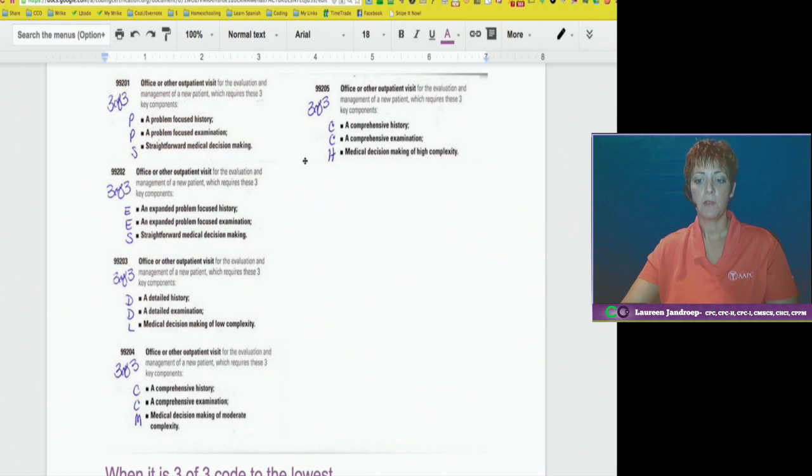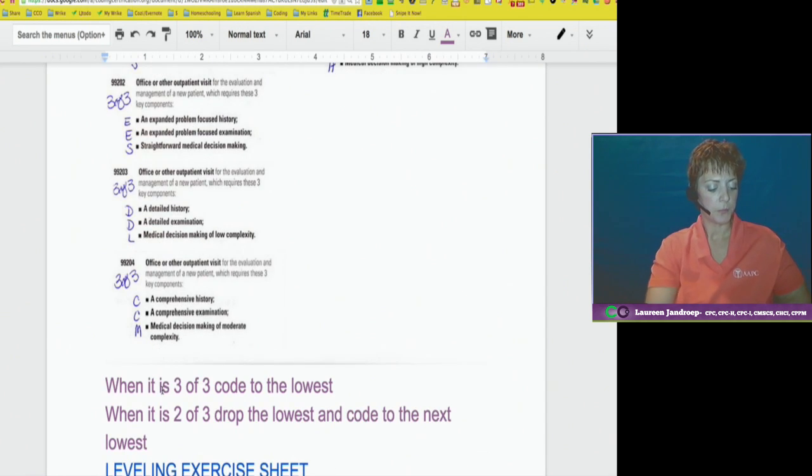So for example, a level 5, we need a comprehensive history, comprehensive exam, and high medical decision making. If we only have moderate medical decision making, then we have to bump down to a level 4 because we meet the first 2 bullets, but we don't meet the 3rd bullet. So we gotta go down to the lowest one. And that's what this little rhyme is. When it's 3 of 3, code to the lowest. The lowest is always going to pull it down because of this, which requires these 3 key component statement.